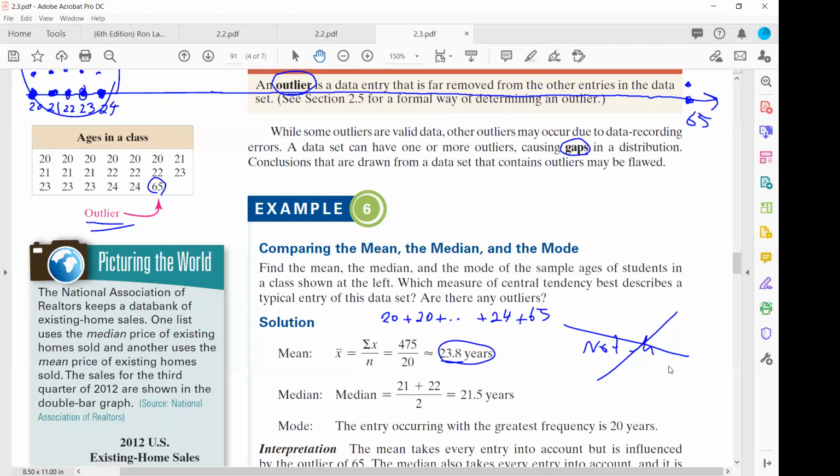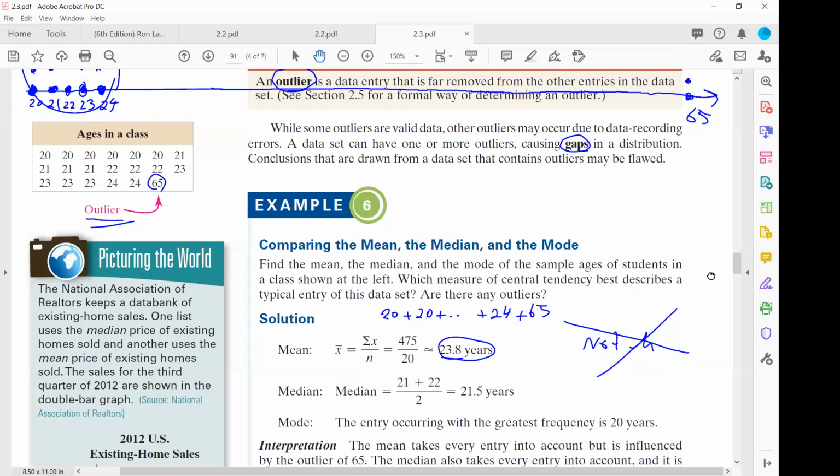Next, our goal is to find the median or middle number. Very well, you have 20 data, even numbers of data in the collection. So if you list all of them, the two middle numbers are 21 and 22. 21 plus 22 divided by 2 is 21.5 years. This is the median.